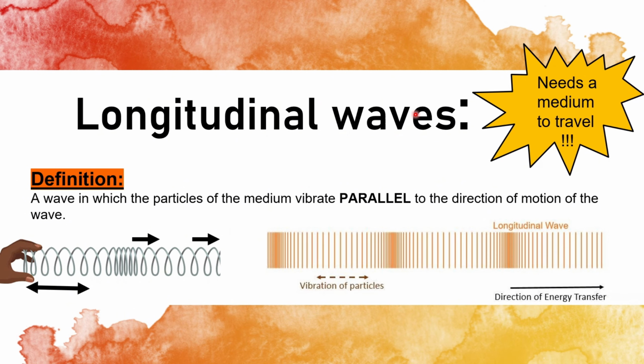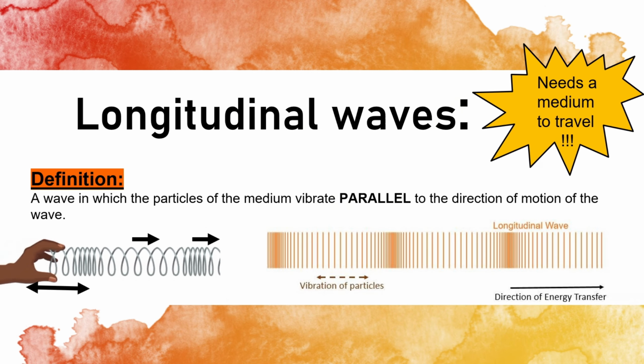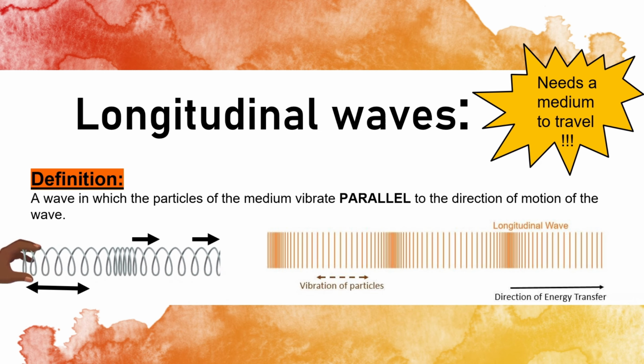So what's the definition for longitudinal wave? It's a wave in which the particles of the medium vibrate parallel to the direction of motion of the wave. So what this simply means is, while this wave is moving in one direction, let's say to the right, the particles are going to vibrate parallel, meaning they're going to vibrate left to right as this wave is moving to the right. So as you can see in this example, as the wave is moving to the right, the particles are vibrating left to right, left to right.